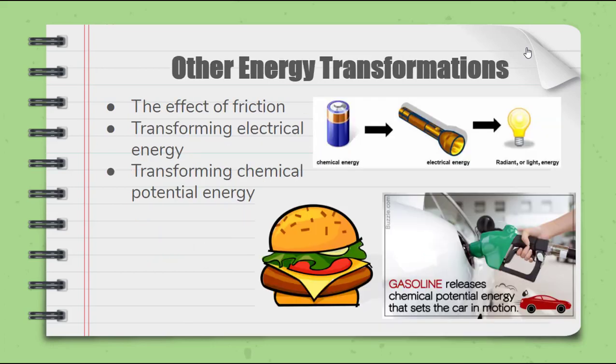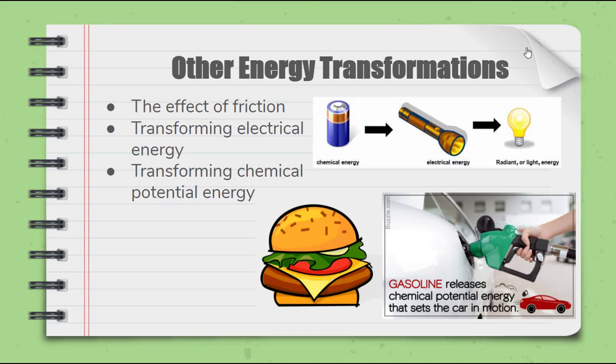Other versions of energy transformations, think about the effect of friction on an object, right? If you rub your hands together, you're taking the kinetic energy that's in your hands from the movement of that, and you're actually converting it into thermal energy, which is why your hands feel warmer when you rub them next to each other. How about transforming electrical energy?